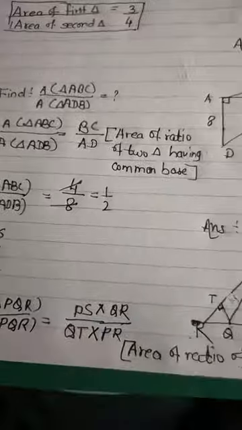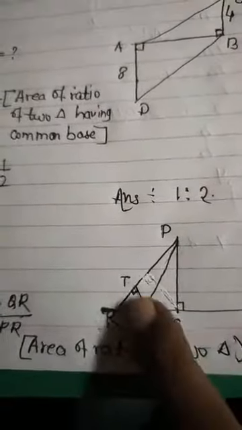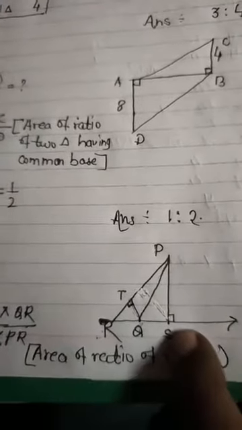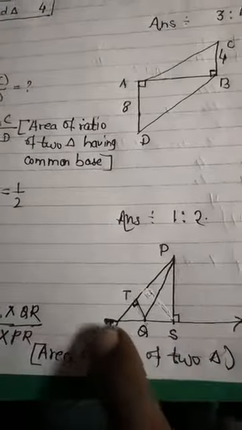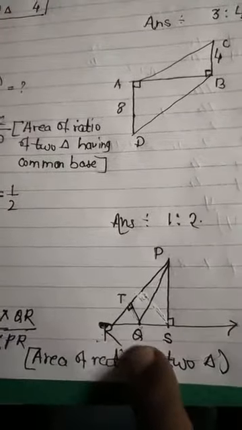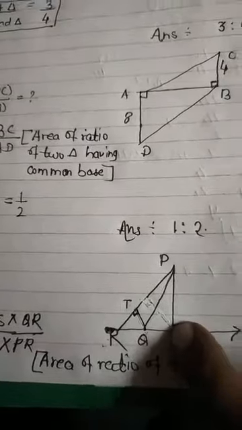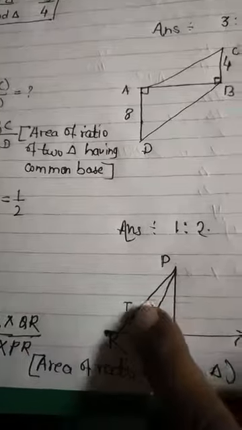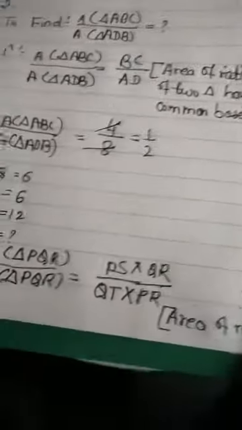In the third question, if you observe the figure, they have given PS is perpendicular to RS and TQ is perpendicular to PR. In triangle PQR, with height PS, the base is QR. You don't consider RS as the base, because the triangle is till here, not R to S. It is RQ, so QR is the base and PS is the height. For the same triangle PQR, if the height is TQ, then the base is PR.